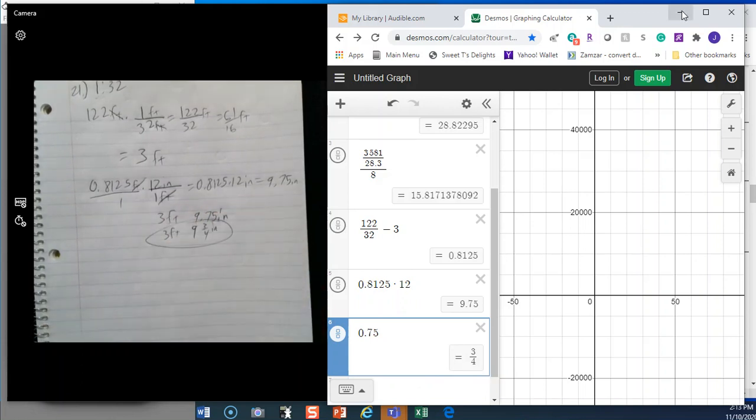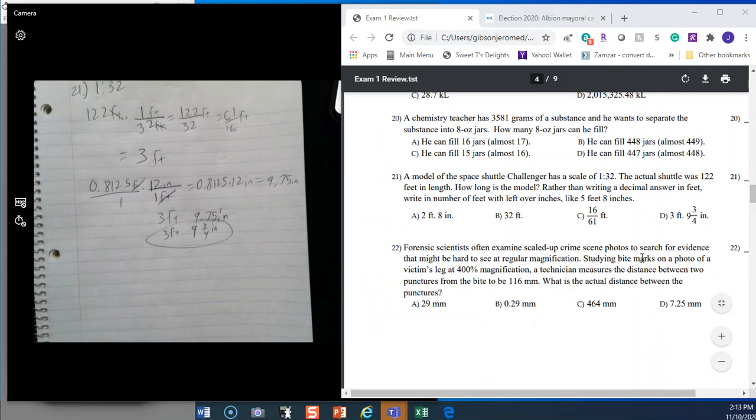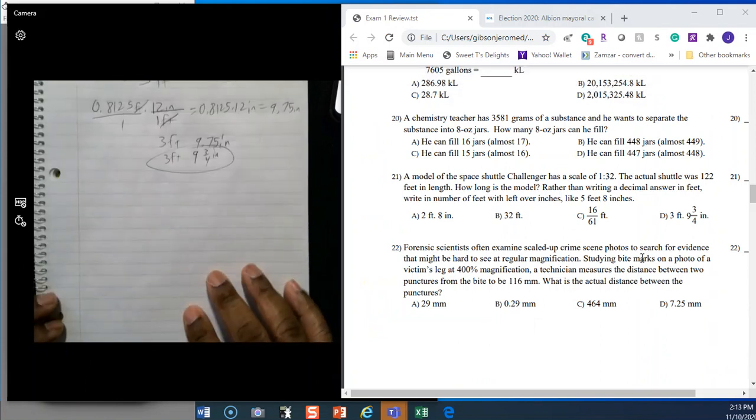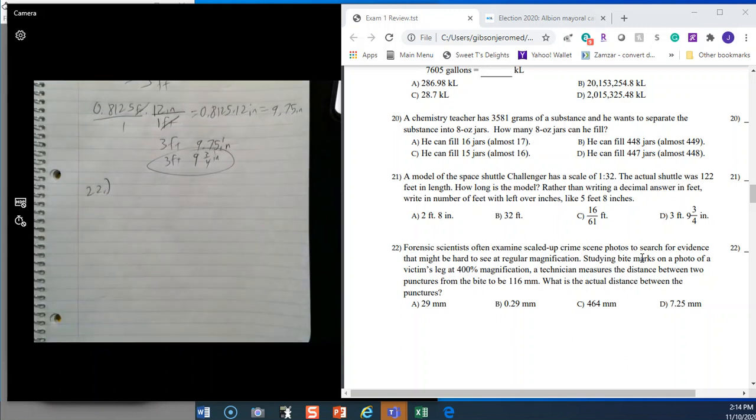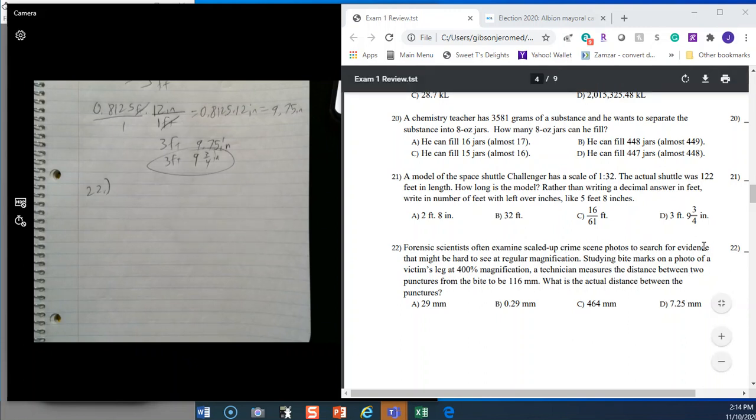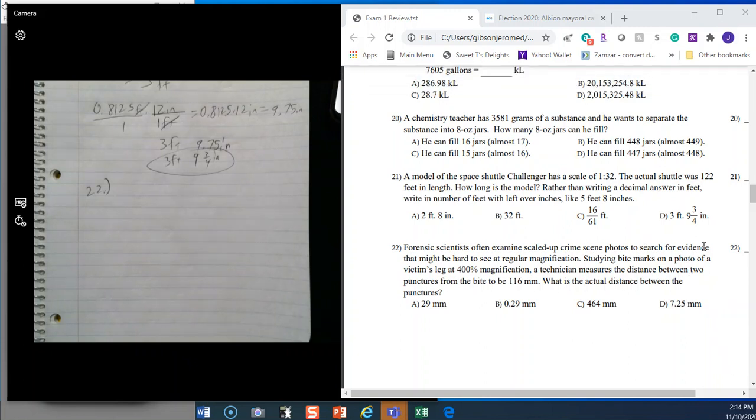All right, now we move on to problem 22. Problem 22 says forensic scientists often examine scaled up crime scene photos to search for evidence that might be hard to see at regular magnification. Studying bite marks on a photo of a victim's leg at 400% magnification, a technician measures the distance between two punctures from the bite to be 116 millimeters. What is the actual distance between the punctures?